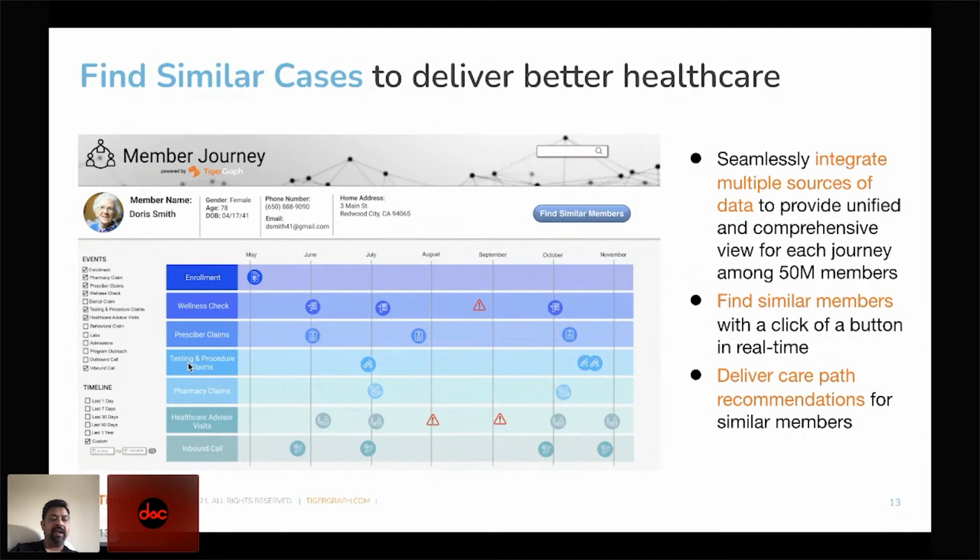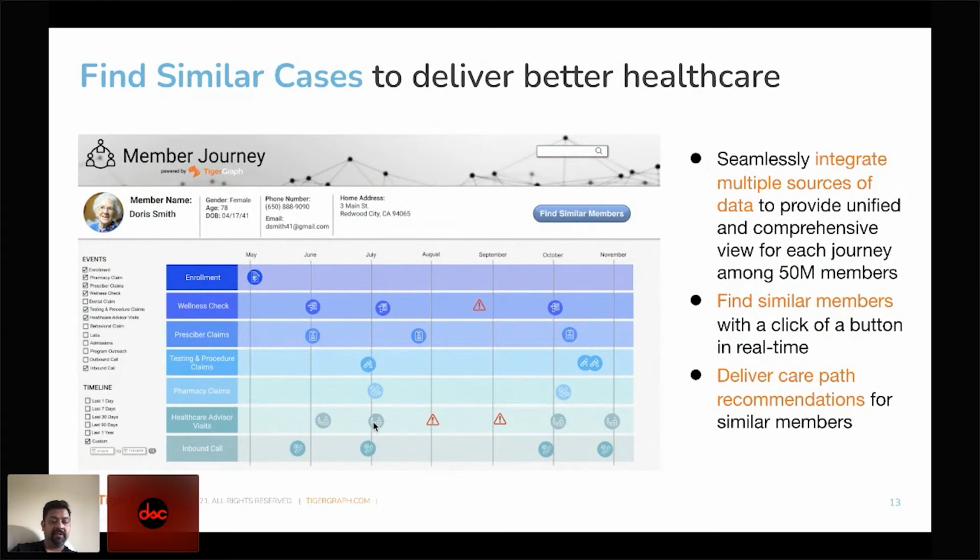Testing and procedure claims. When did she have medical tests and procedures? Those are laid out. Pharmacy claims are laid out, right? All of this information are separate Kafka pipelines, multiple of those that are all laid out on a single screen, and then married up with all of the static data that you see up here to build the customer 360.